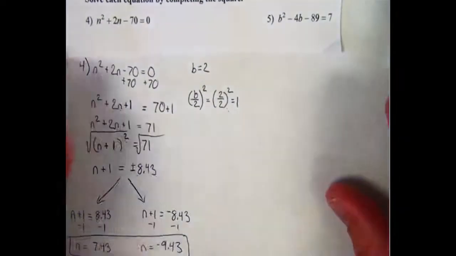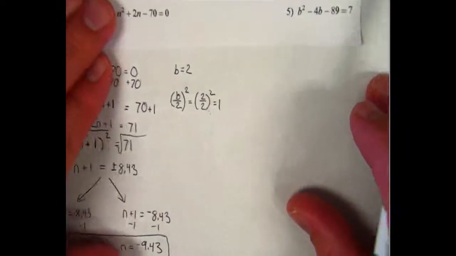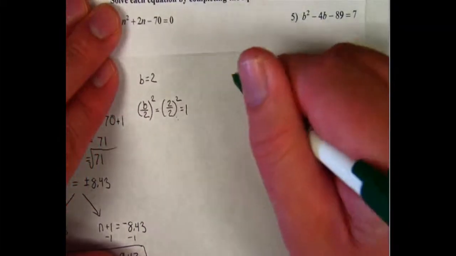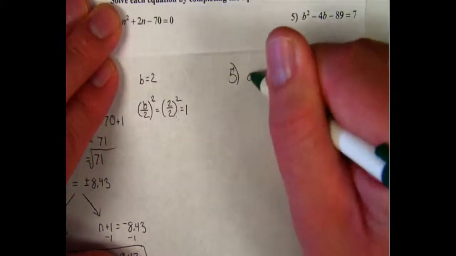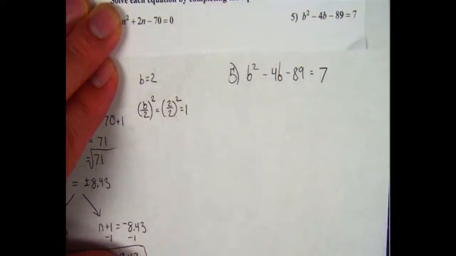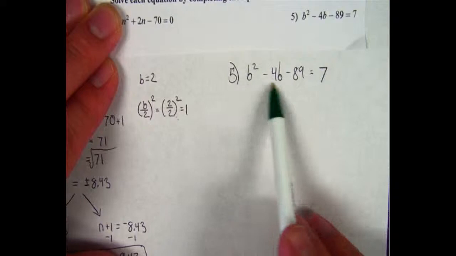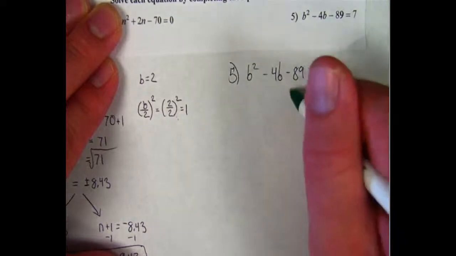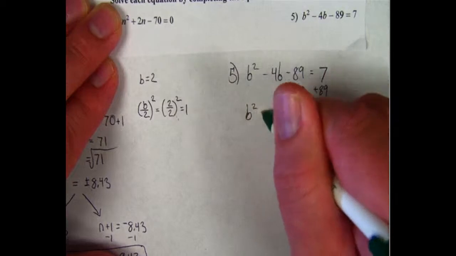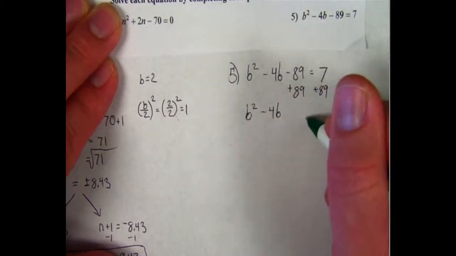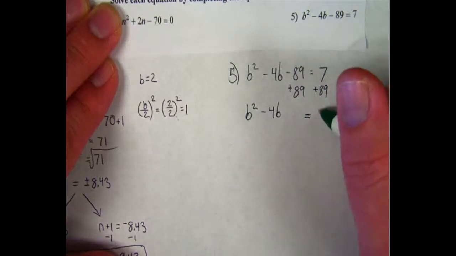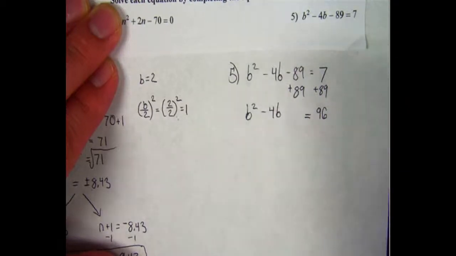Alright, let's do the same thing over here for number 5, just to get more practice. I'm going to scoot us over this way so as to get a little more paper. Problem number 5, we know that b squared minus 4b minus 89 equals 7. And we need to get all the numbers on one side, all the variables on the other, so we're going to add 89 to both sides. That gives me b squared minus 4b. I'm going to leave some space to add something in there. 7 plus 89 would be 96.